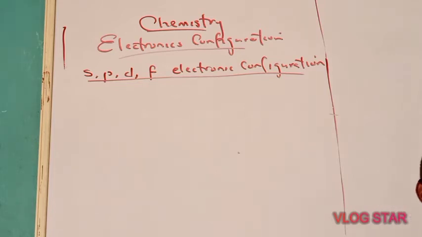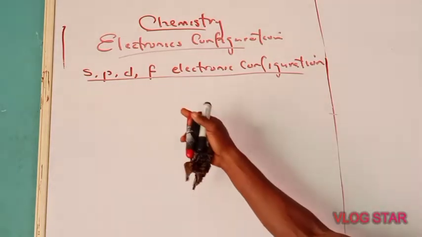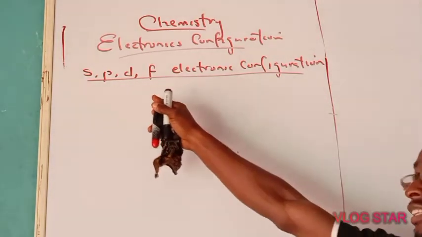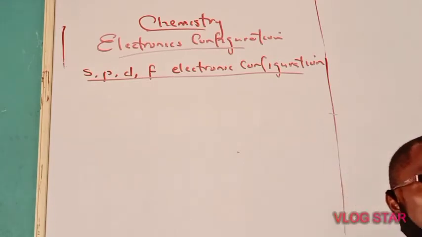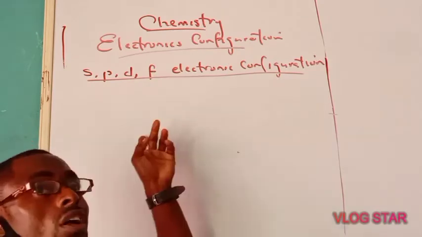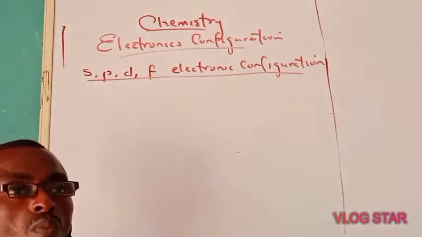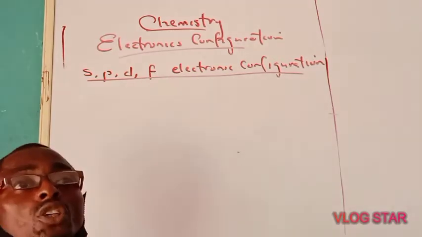The last one we did was using the KLMN shell, which is actually not the right way of writing electronic configuration. The right way of writing electronic configuration is this. The reason is this: if you use the KLMN shell to write electronic configuration for transition metals, you will have an issue. You will definitely have an issue.